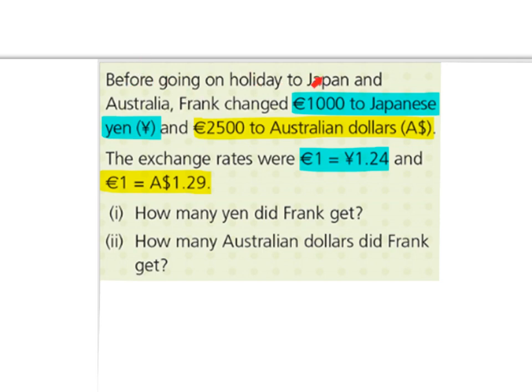Before going on holiday to Japan and Australia, Frank changed €1,000 to Japanese yen and €2,500 to Australian dollars. The exchange rates were €1 equals 1.24 yen and €1 equals $1.29. Part 1. How many yen did Frank get? Part 2. How many Australian dollars did Frank get?